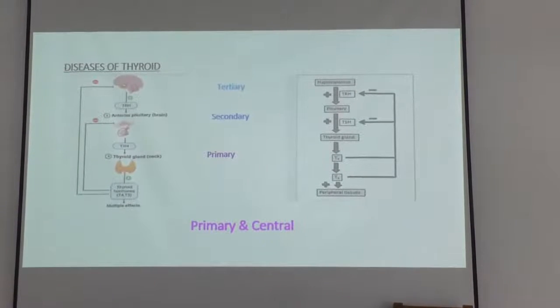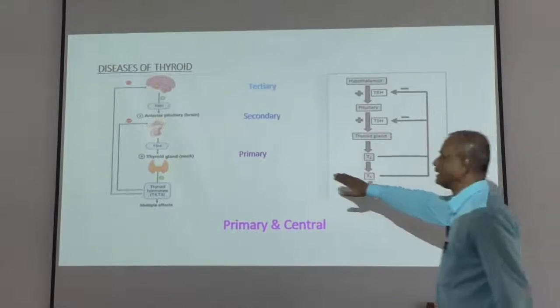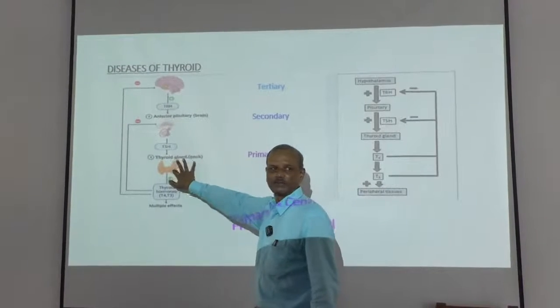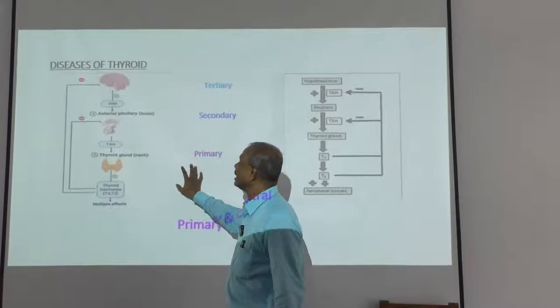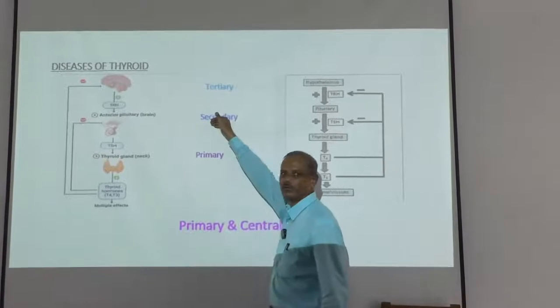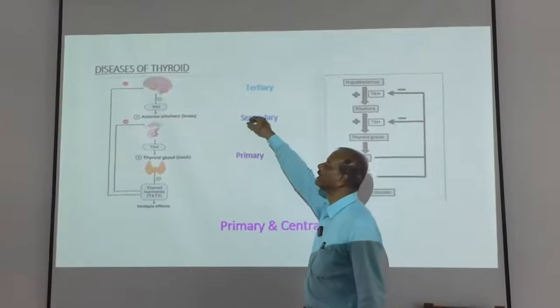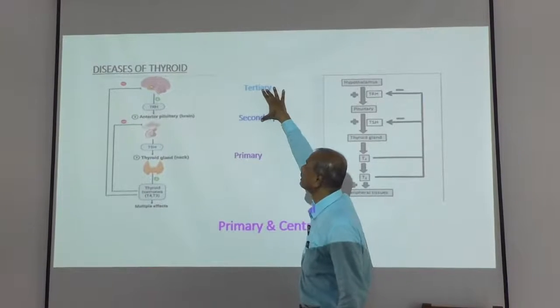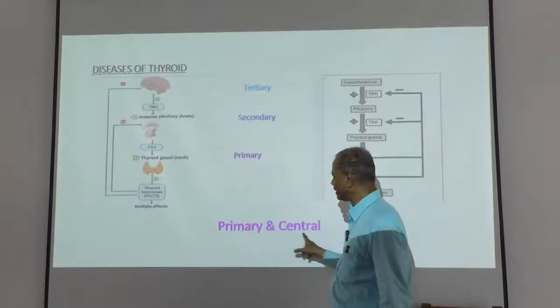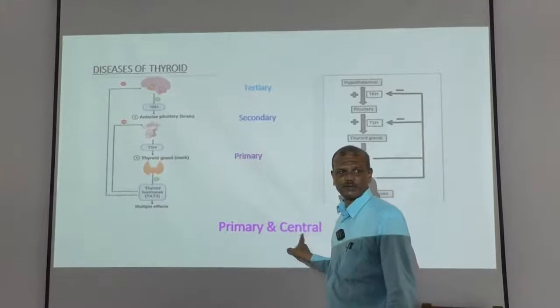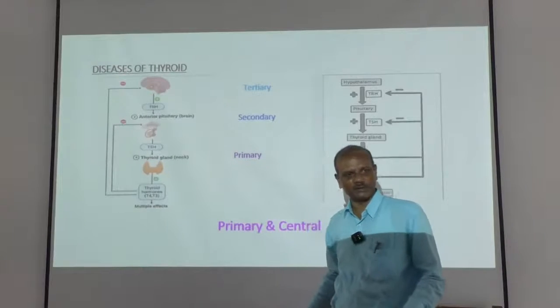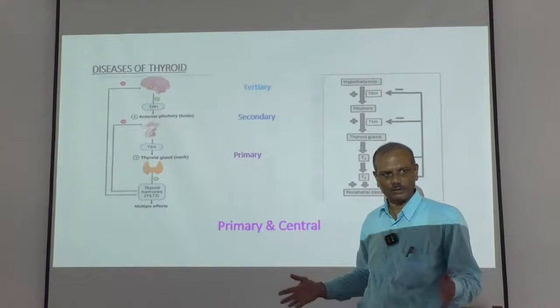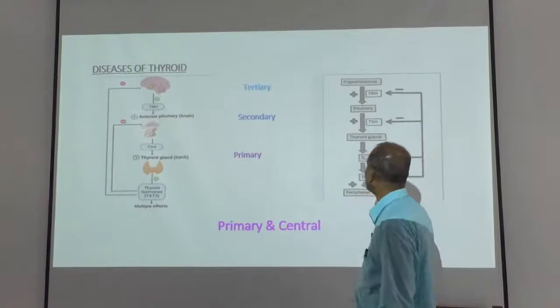Earlier I told you, if the gland is primarily involved, that is primary. If the pituitary is involved, that is called secondary. And if the hypothalamus is diseased, that is tertiary. Now these two terms have been removed and there is a classification of primary and central. So you all concentrate on primary and central. Don't write secondary or tertiary, because those terms are obsolete.